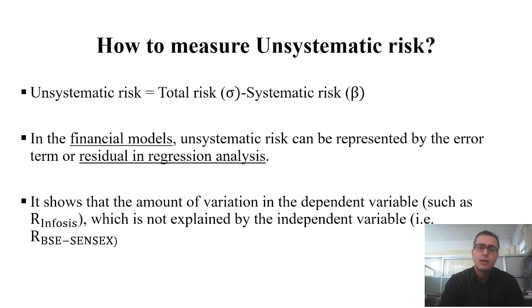For example, if we take the return of Infosys, it could be taken as the dependent variable, while the BSE Sensex, that is the market return, could be used as the independent variable. This risk basically tells about the part of the dependent variable that could not be explained by the market returns.